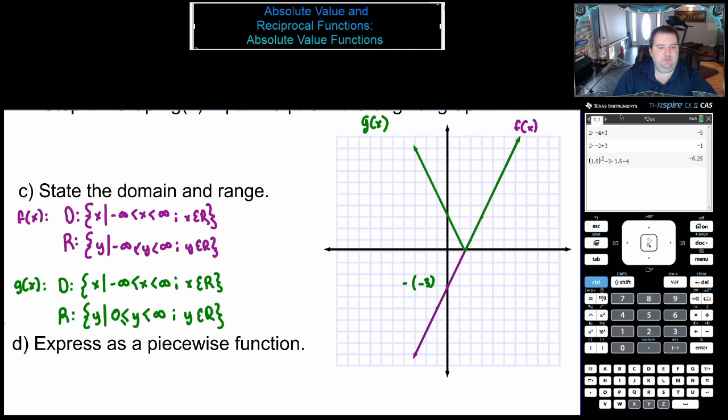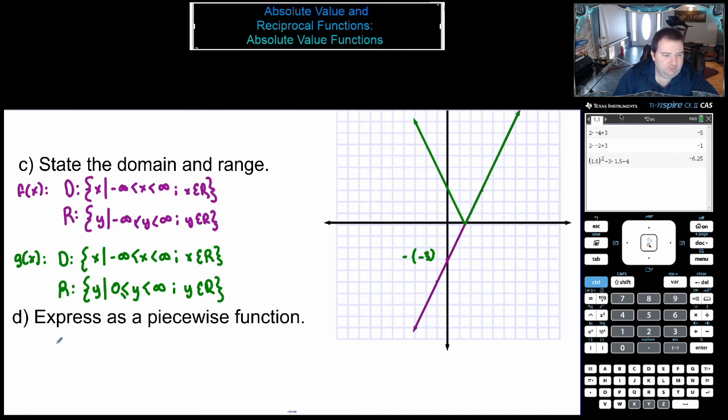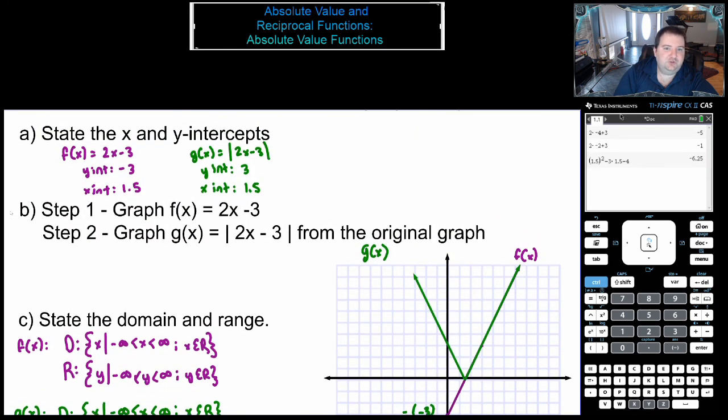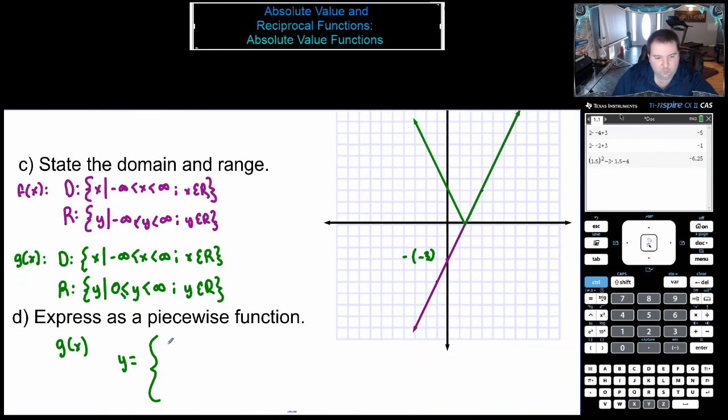Okay, now for part D, we're looking at expressing it as a piecewise function. So you're going to do this for g of x. And how this is written is you're going to say y is going to be equal to, and then you're going to create two different expressions here. So first we're going to say that for g of x, it's going to look exactly like f of x. So f of x is 2x minus 3. We're going to say g of x is going to look exactly like 2x minus 3.